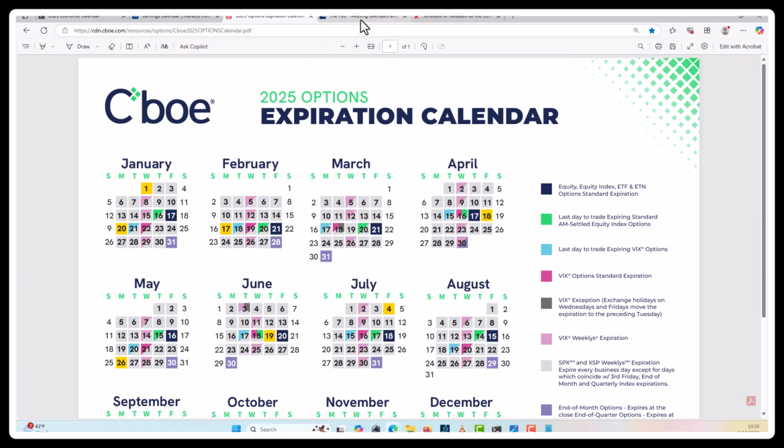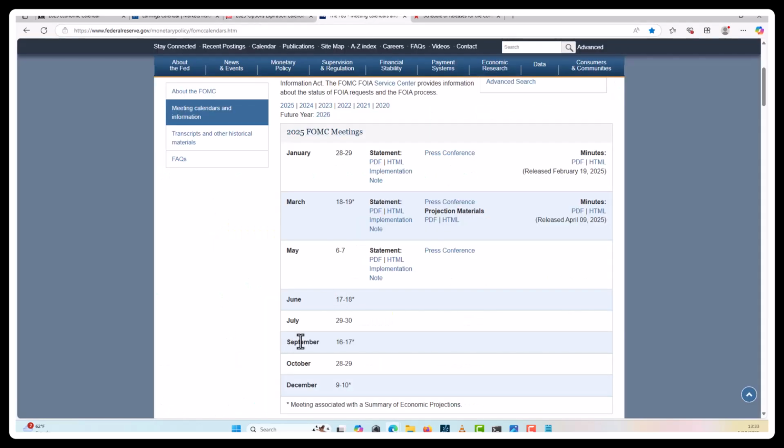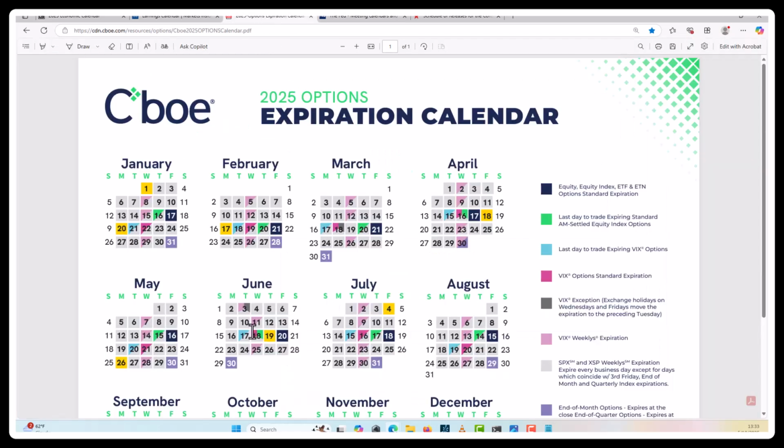The next FOMC is going to be in June 17, 18. So let's see, June 17. Oh, okay. So it's going to be 17, 18. So it's going to be the third week. For this month, this cycle, it was the second week, but this one will be the third week. Very interesting.